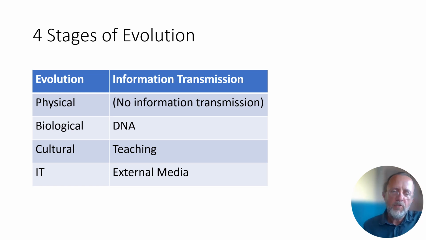Now, all but the first of these stages have different ways of transferring information to the next generation. Biological evolution transfers information using DNA. Cultural evolution uses teaching to transmit information, and information technology transmits information on external media, that is external to the human body.